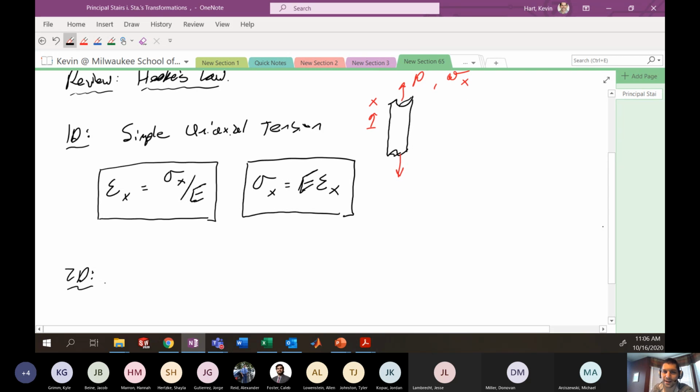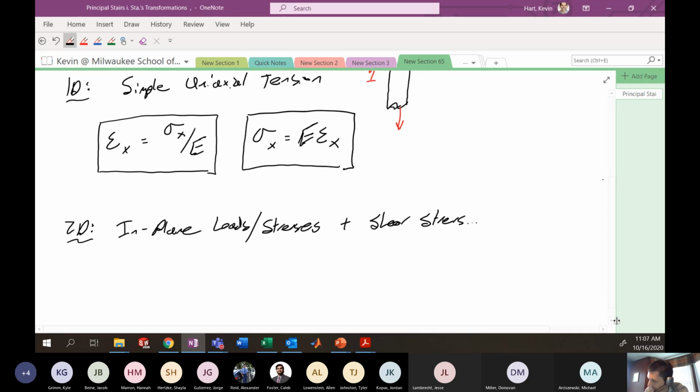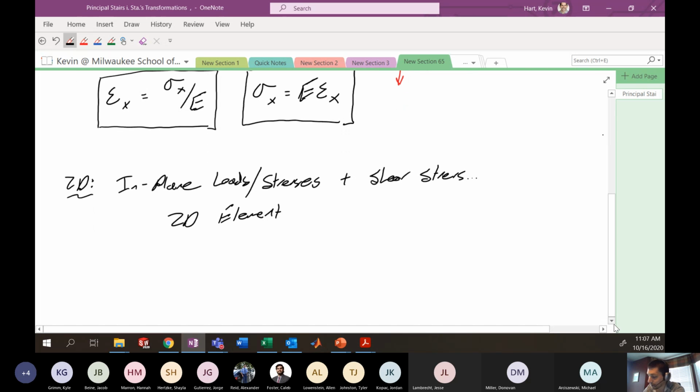In 2D, you could have in-plane normal stresses, plus now you're talking about adding shear stresses. So in-plane loads or stresses plus shear stress. And we really start talking about this in terms of a 2D element. This would be the element that's on the surface of a bar. Something like your combined loading problem that you saw in your test, this is a two-dimensional element that you really want to consider.